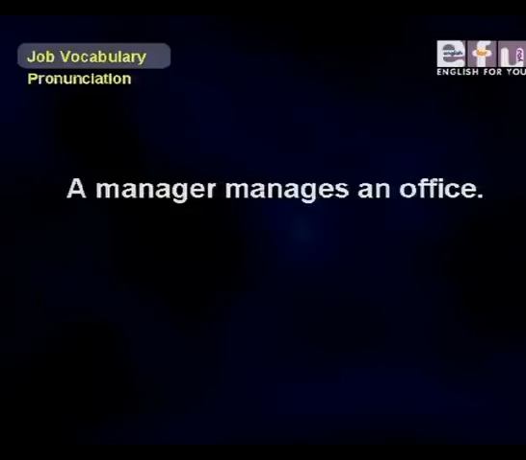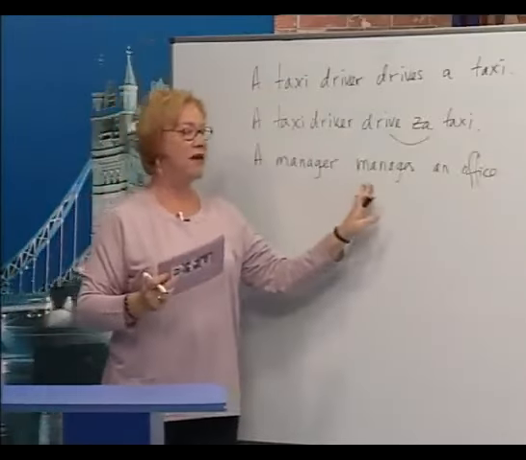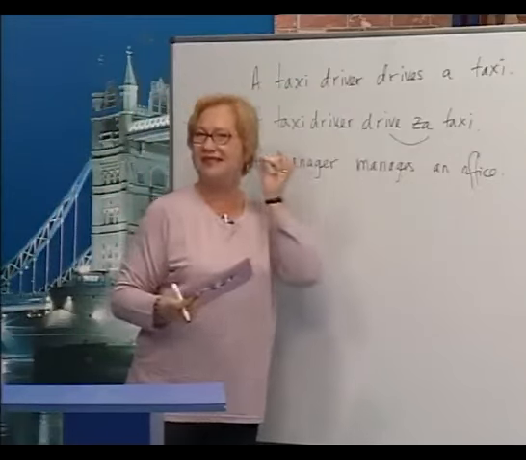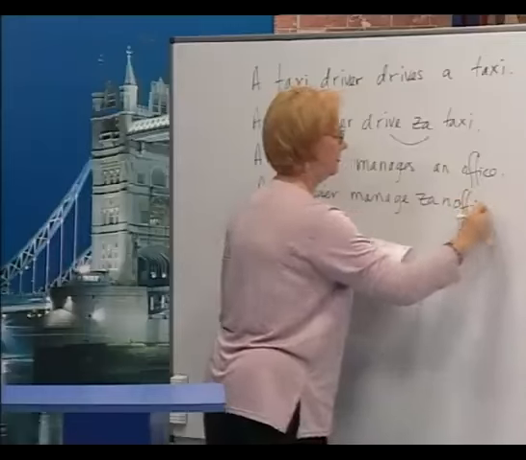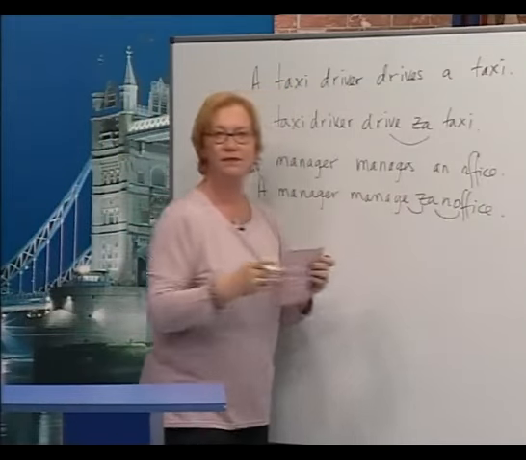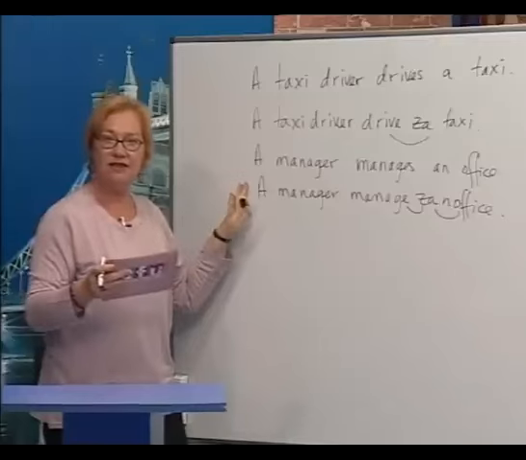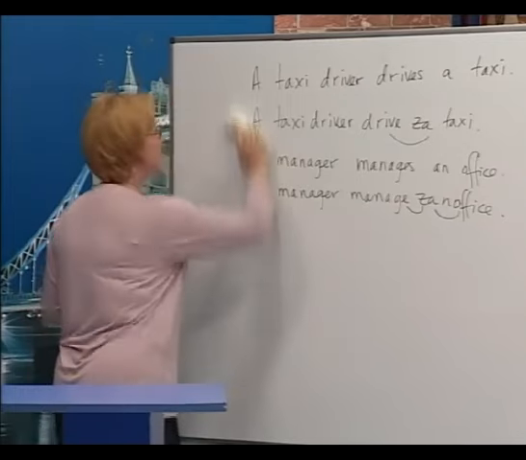Let's look at another one. A manager manages an office. So, a manager manages an office. But the sound is like this. A manager manages an office. A manager manages an office. So these go together. All right? A manager manages an office. All right? Now, let's do some practices and we'll see what some other sentences look like.